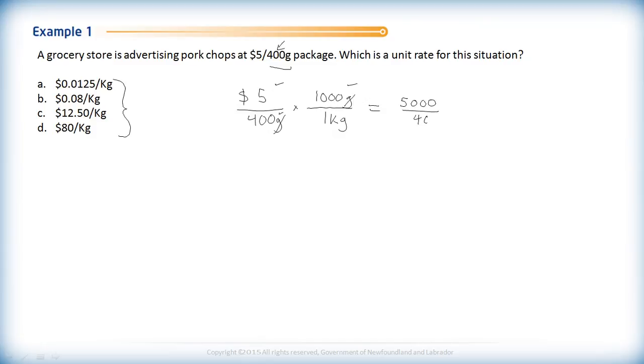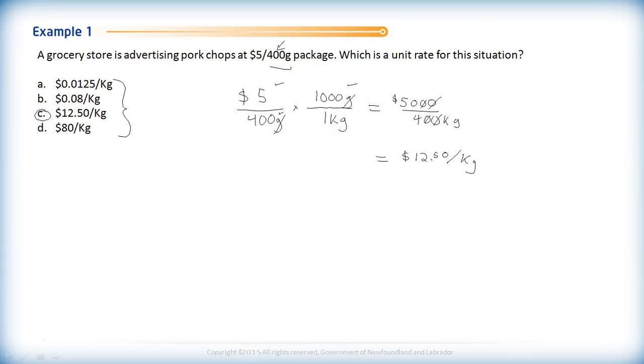divided by 400, and it's going to be in dollars per kilogram, and that would be a rate but not a unit rate. So I've got to take my 5,000 and divide by 400. Let's get rid of some of those zeros. So it's 50 divided by 4, which I think is $12.50, isn't it? So we get $12.50 per kilogram. So it looks like option C is correct here.